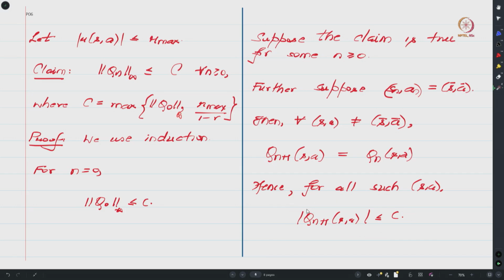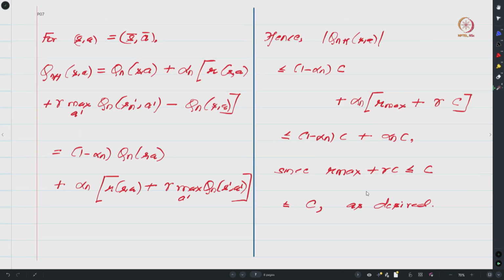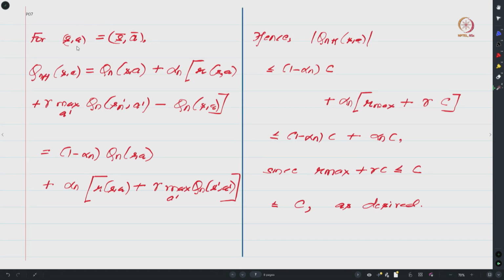So what we have managed to show is that for every (s,a) which is not equal to (s bar, a bar), it is trivially true that the absolute value of Qn plus 1 is less than or equal to C. So now what remains is, what is the absolute value of Qn plus 1 (s,a) for (s,a) equals (s bar, a bar), right. So this is the condition we will now look at. In this case, one can see that the (s bar, a bar)th coordinate of Qn plus 1 will equal this expression.